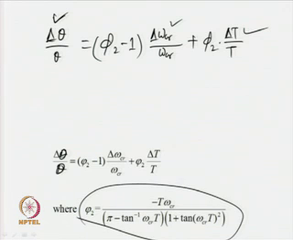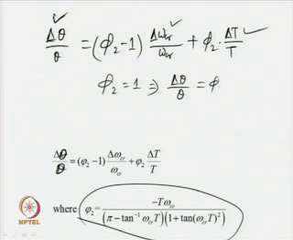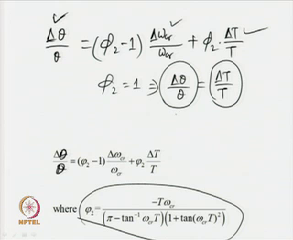Now, can you have very small or very large phi 2 values? When phi 2 equals 1, what happens? Then delta theta upon theta will be equal to delta t upon t. So, the relative error associated with the estimation of the time delay will be the same as that of the time constant when phi 2 equals 1.